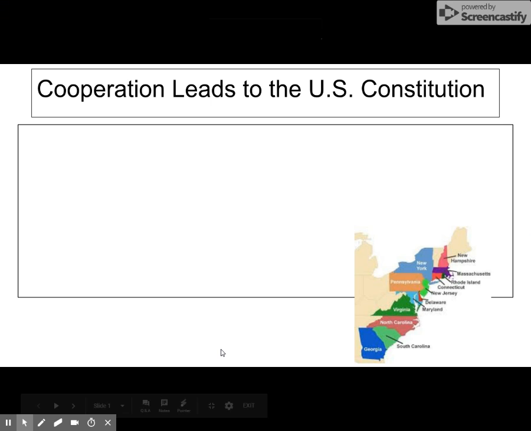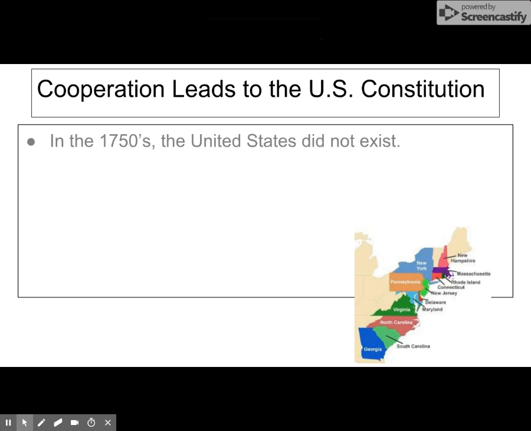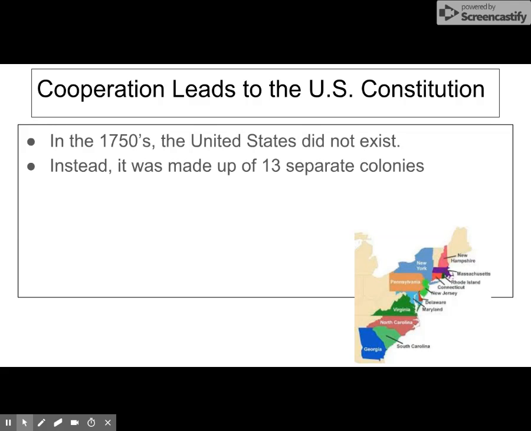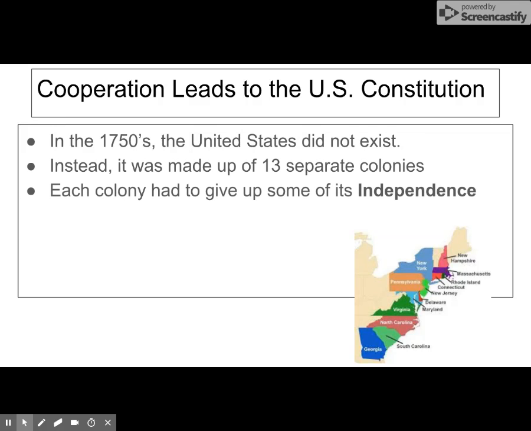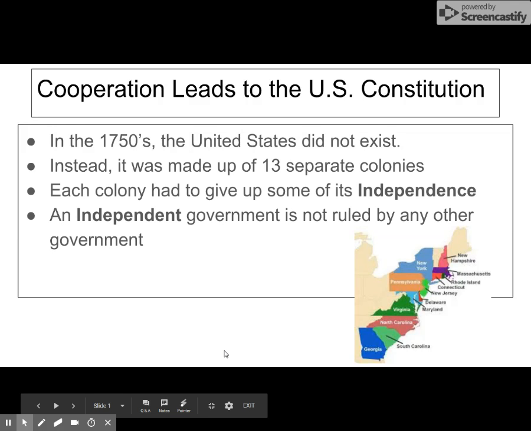Chapter 7, Cooperation Leads to the U.S. Constitution. Let's read through the slide first. In the 1750s, the United States did not exist. Instead, it was made up of 13 separate colonies. Each colony had to give up some of its independence. An independent government is not ruled by any other government.